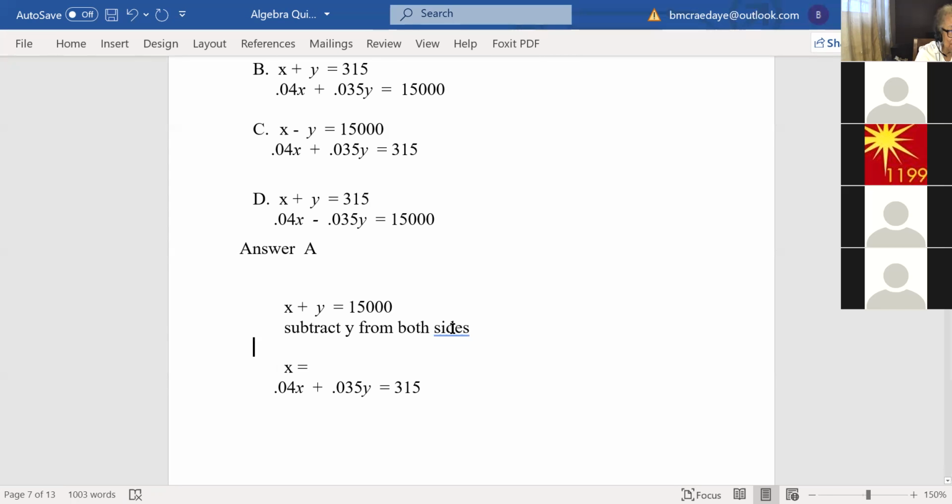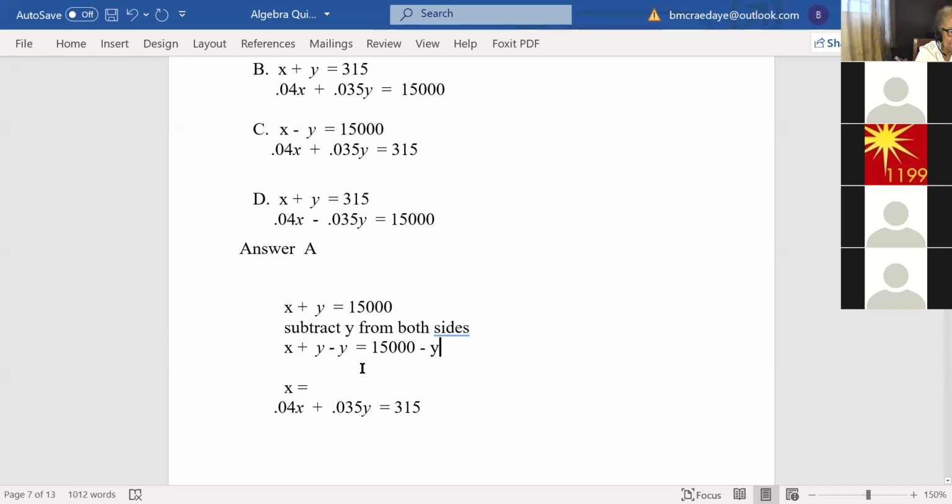So let's just do that. We take the X plus Y is 15,000 and subtract out the Y. So let's put that here. Subtract Y from both sides. So that would just give me minus Y, and do the same thing over here, right? Minus Y. Okay, Latoya, what do I get on the left side?